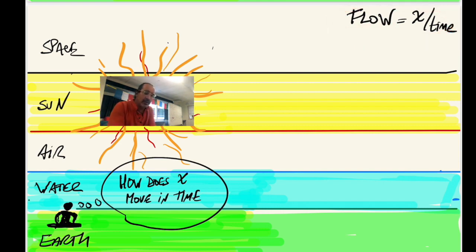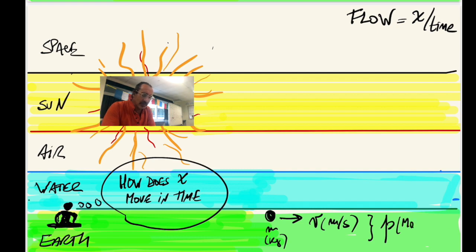What is flow? The idea of flow is motion of anything in time. So again, let's start from the earth. When a body is moving, let's say a rock is rolling, that mass has a certain velocity in meters per second. So the motion of bodies is known as velocity, and when a mass has a certain velocity, there is an amount of motion, which we call momentum. These are concepts that we also explore in mechanics: momentum, mass times velocity.